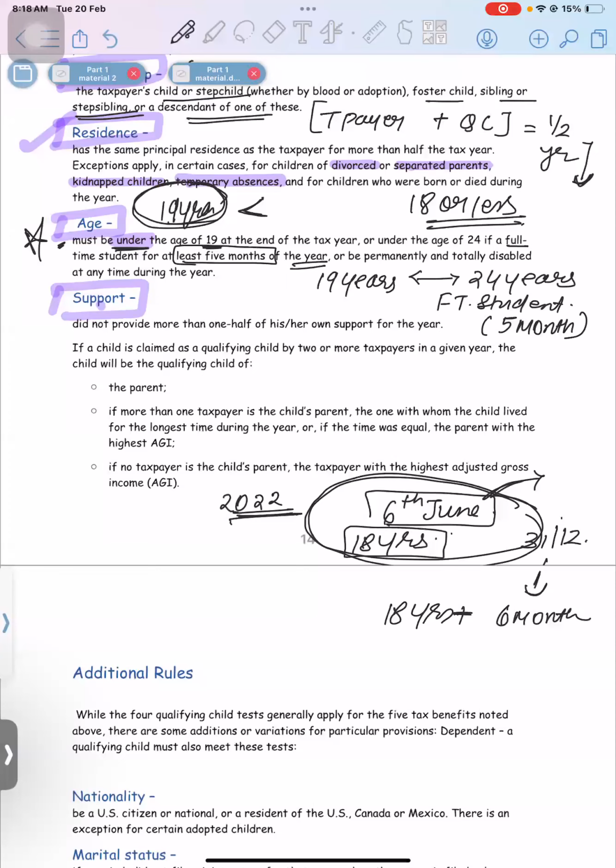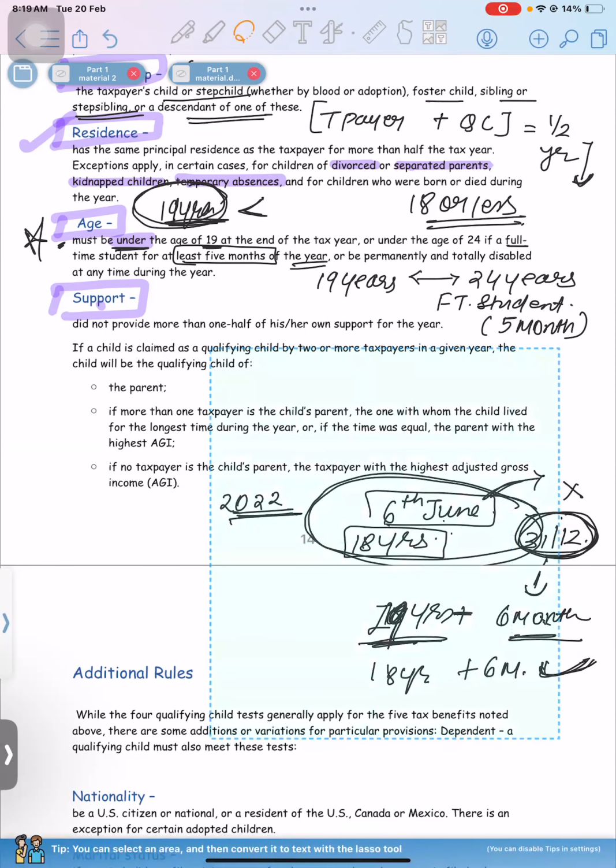Till 19 years you can claim that child. So this person on 31st December can still be claimed as a qualifying child. But let's say he has already completed 19 years and 6 more months have passed. We cannot claim him as a qualifying child. If it's 18 years plus 6 months, we can still claim him as a qualifying child because he has not yet completed the 19 years total.